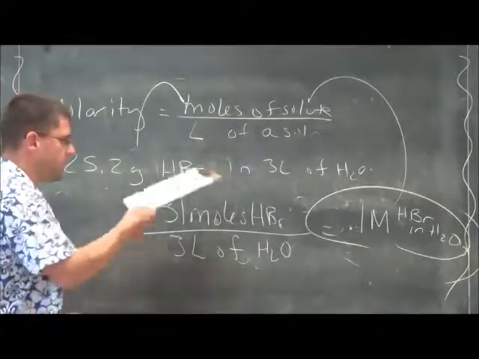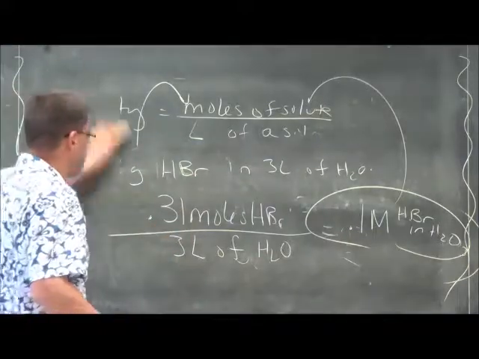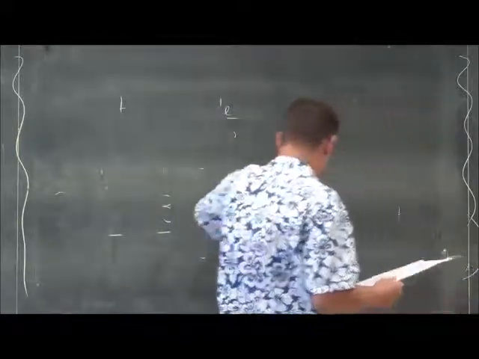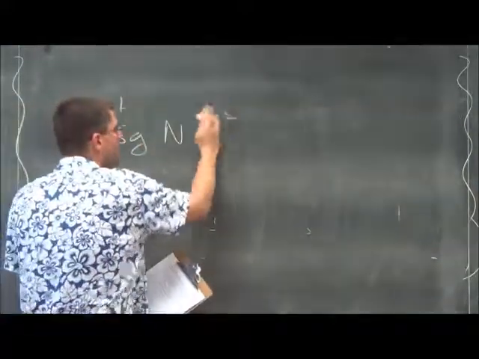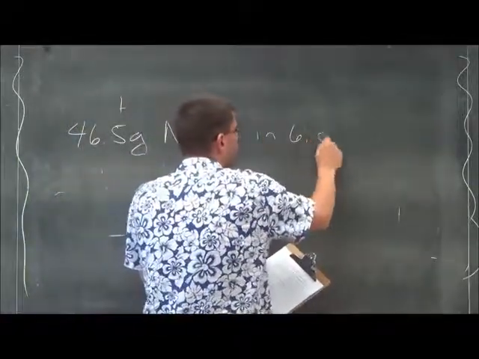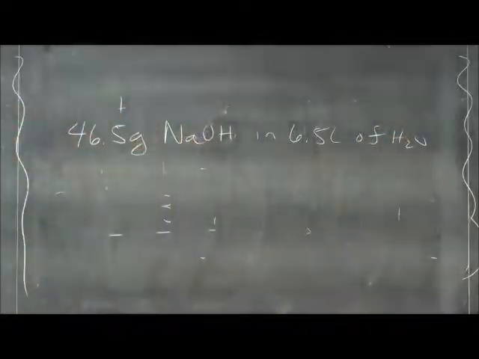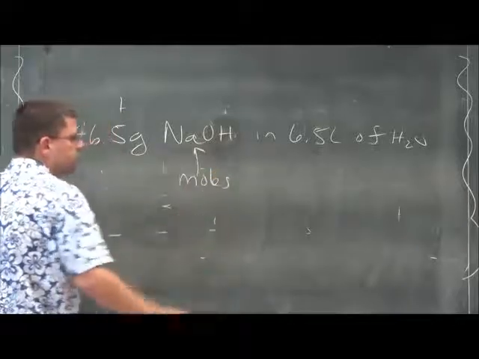So there's your next example, and we'll do one more two-step problem. So it's either one or two steps. Last problem, number 4. Find the molarity of 46.5 grams of sodium hydroxide in 6.5 liters of water. NaOH. So we have to get moles of sodium hydroxide.